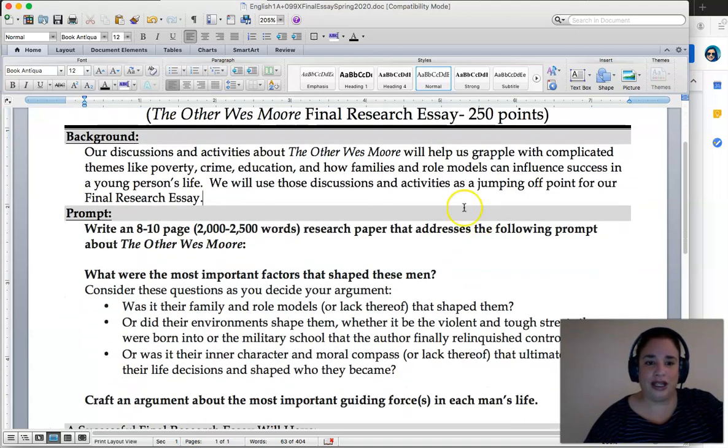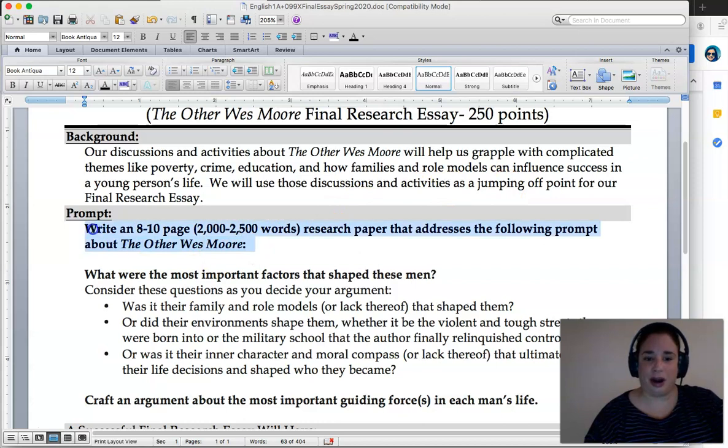You will see that this is primarily about the book. I'll read the background just to help us out. Our discussions and activities about The Other Wes Moore will help us grapple with complicated themes like poverty, crime, education, and how families and role models could influence success in a young person's life. So we're going to take all the discussions and activities that you do in weeks 12 and 13, and all those ideas are going to be a jumping off point.